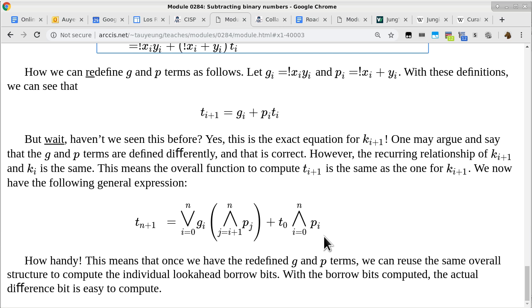What about the P terms? It was Xi or Yi before for addition. For subtraction, you have to negate Xi first. So as long as you make those adjustments with the P terms and the G terms, the same structure is going to work. Isn't that a really short module?